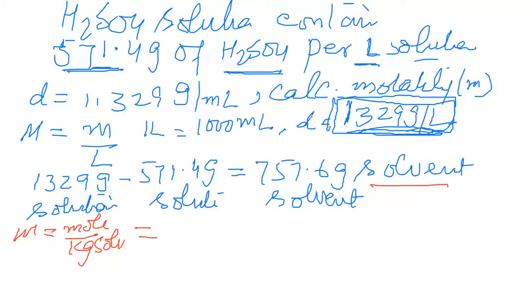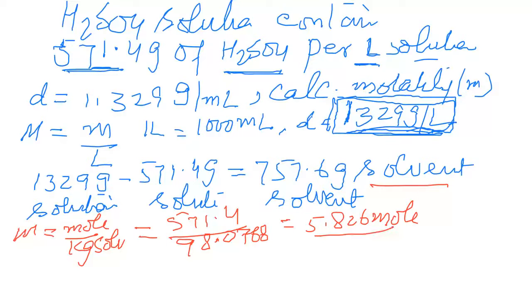571.4 solute, divided by the molar mass 98.0768. This is the molar mass. Then we will get 5.826 moles. And now we have the mole, and now we have this gram.